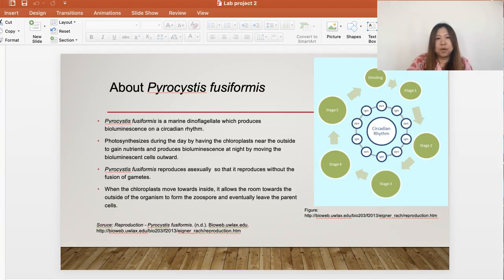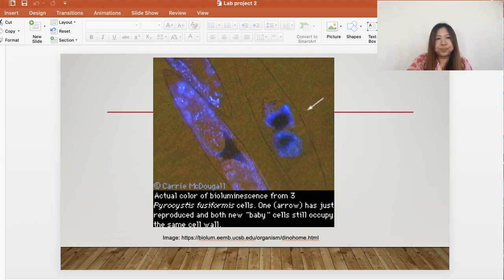About Virusidae fusiforme. Virusidae fusiforme is a marine dinoflagellate which produces bioluminescence on a circadian rhythm. It photosynthesizes during the day by having the chloroplast near the outside to gain nutrition, and then produces bioluminescence at night by moving the bioluminescent cell outward. It reproduces asexually, so it reproduces without the fusion of cell gametes. When the chloroplast moves toward the inside, it allows the organism to form the zoospore toward the outside and eventually leave the parent cell.